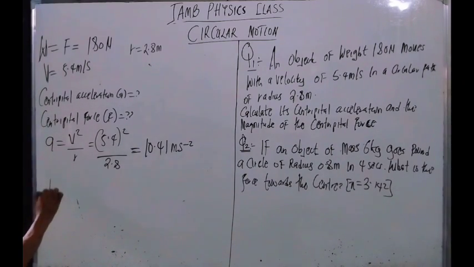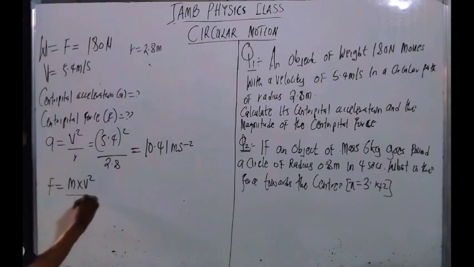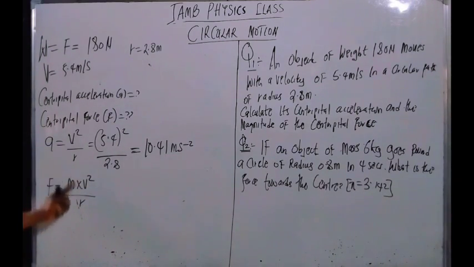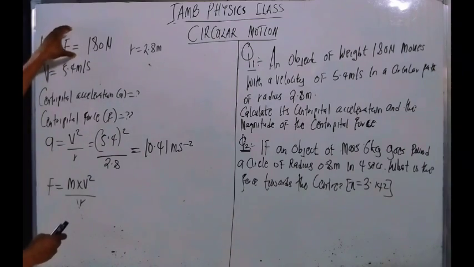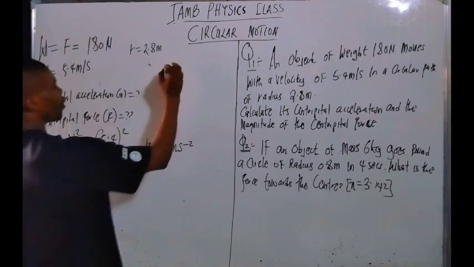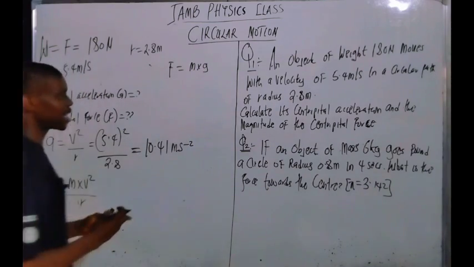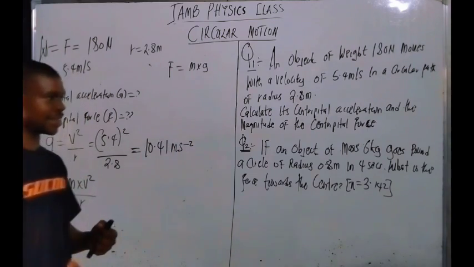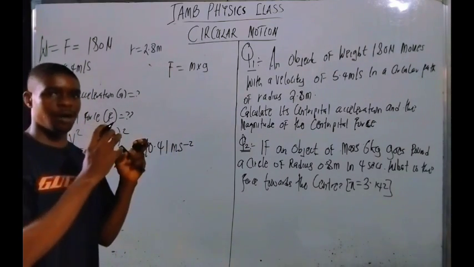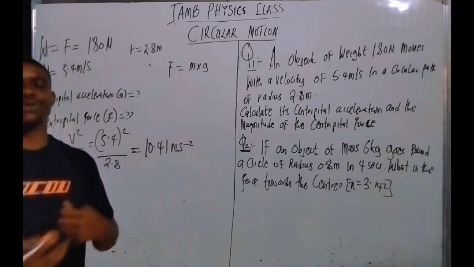So how do you calculate the centripetal force? Remember, centripetal force is equal to mass times v square over rho. But the problem here is that we are not given our mass. So how do we calculate the mass? I want to get the mass from the force. Remember, force is equal to mass times acceleration due to gravity, right? As easy as that. And g is 9.8 meter per second squared, right? It comes at 9.8 meter per second squared, though they may use 10.